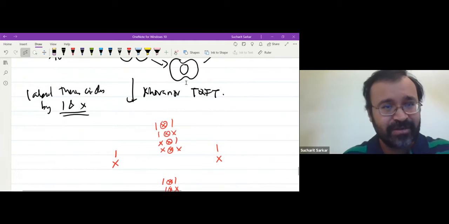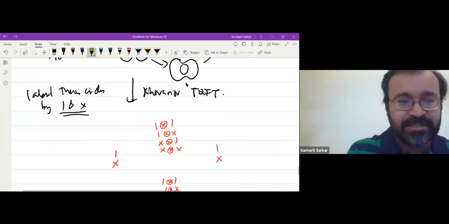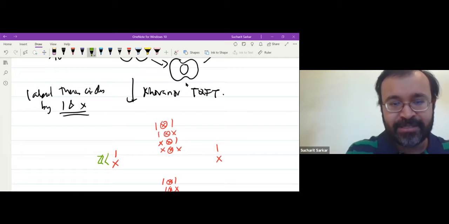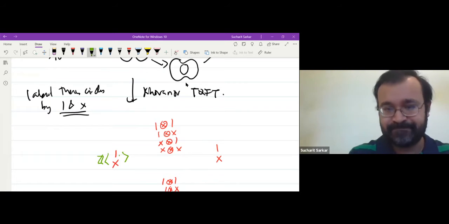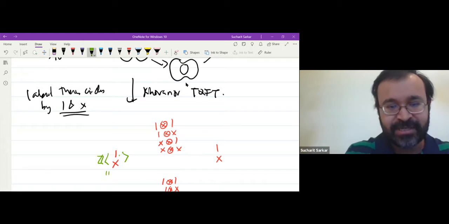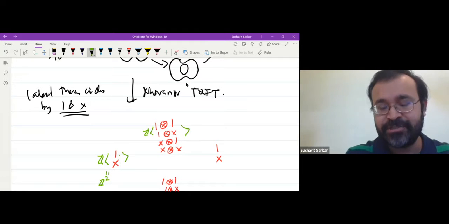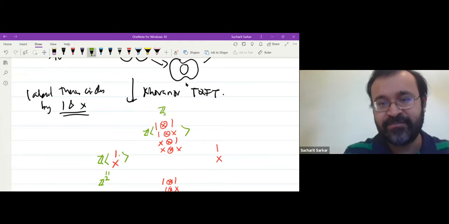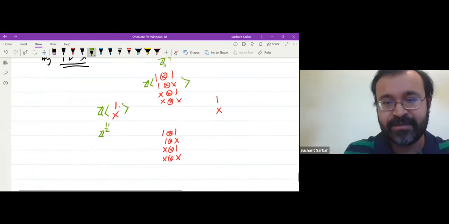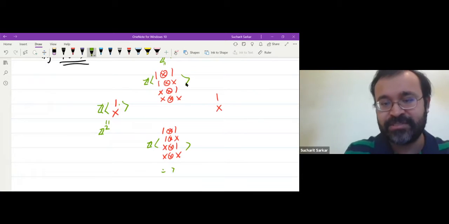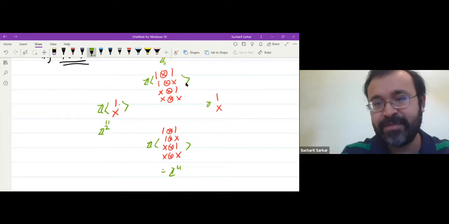Now what Khovanov does is he says, consider the free abelian group generated by these 2 guys. So this is actually a Z2. And he takes the free abelian group generated by these 4 guys. So that's a Z4. The free abelian group generated by these 4 guys, also a Z4. And the free abelian group generated by these 2 guys, also a Z2.